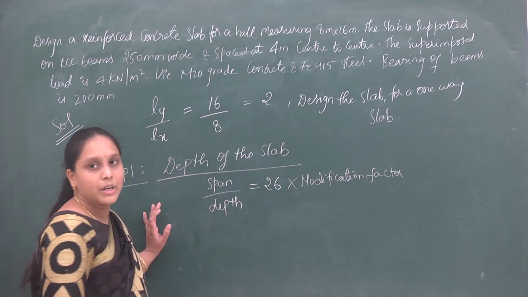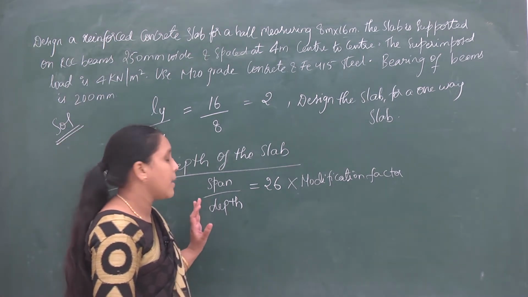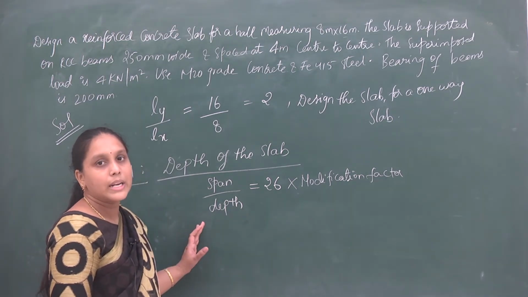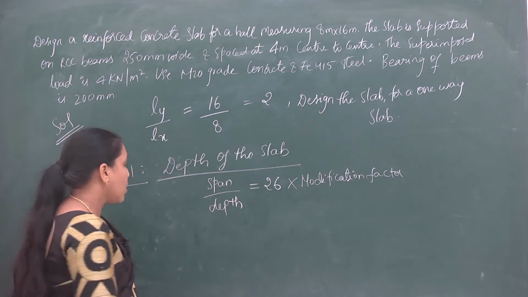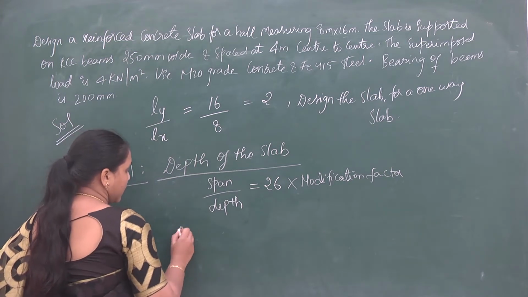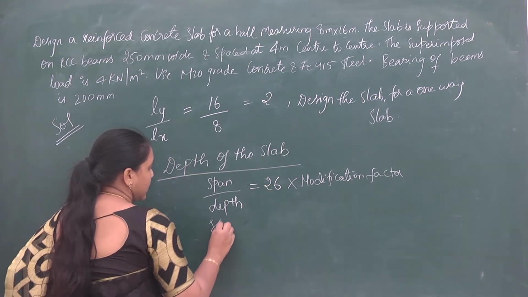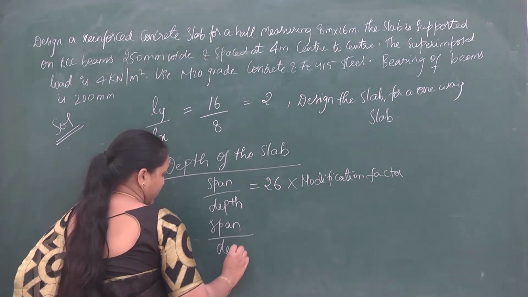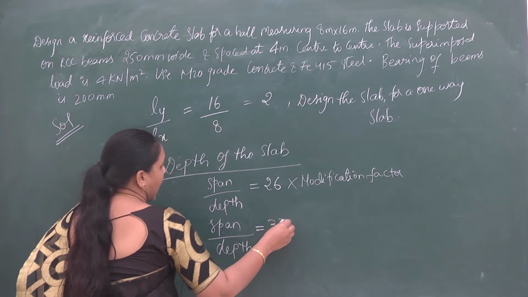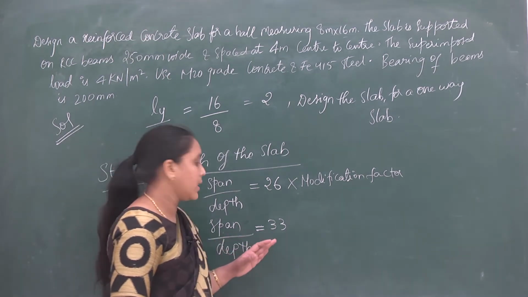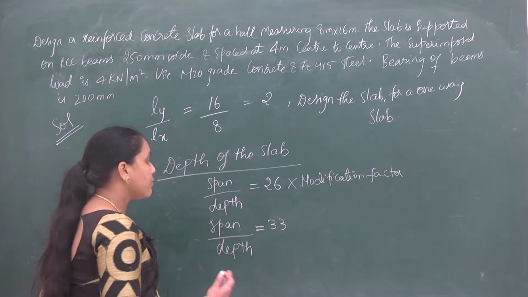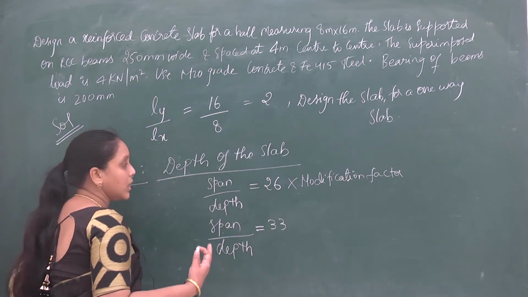So here in this particular problem, I am considering a span by depth ratio of 33. Okay, and from that I am going to calculate the depth of the slab. So here I am going to assume the span by depth ratio as 33, after multiplying it with some modification factor. This is what I am going to take. So from this I am going to calculate the depth of the slab.